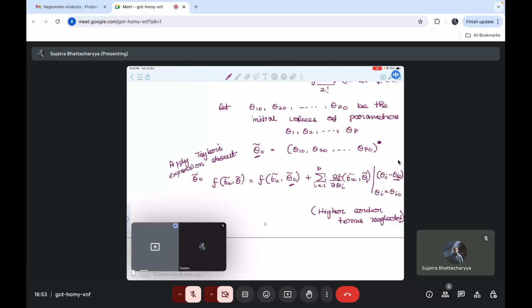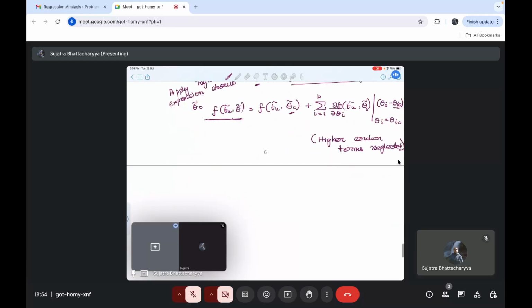So writing this function f of u tilde and theta tilde about these initial values. It will be f of u tilde, theta not tilde, based on these vectors, plus a summation, because there are p parameters and each and every time this f has to be differentiated with each and every parameter. If you remove the summation, one term will be delta f by delta theta 1 into theta 1 minus theta 1 0. So let me write it. That will be easier for you. It's just like f of u tilde, theta not tilde.